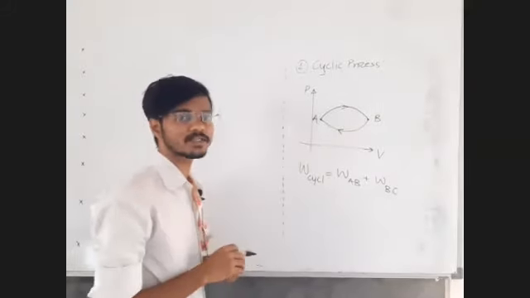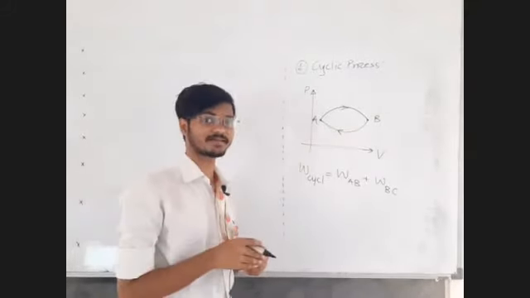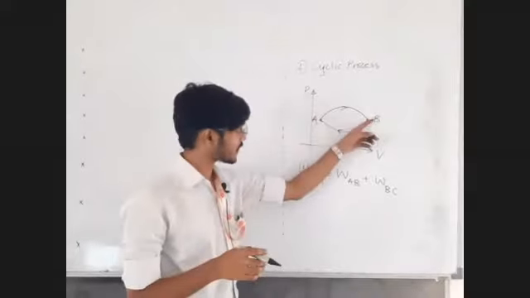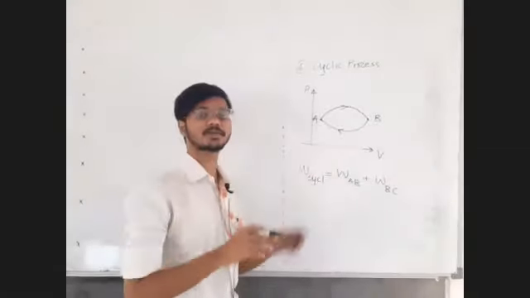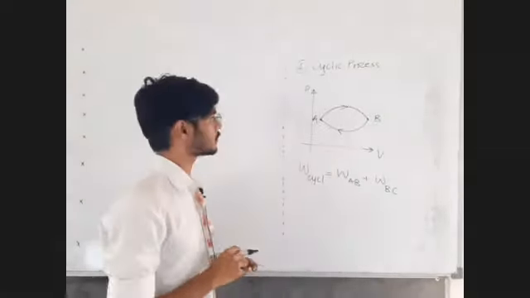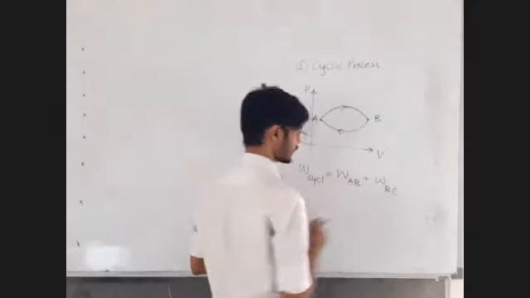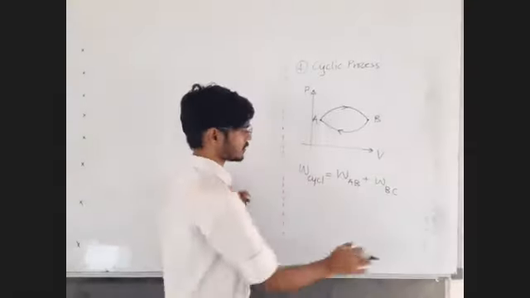Work done is a path function. It depends on the path. Whether it is this path or this path, it will depend on the path. So these works are different. Okay, sir, I made a mistake, right?